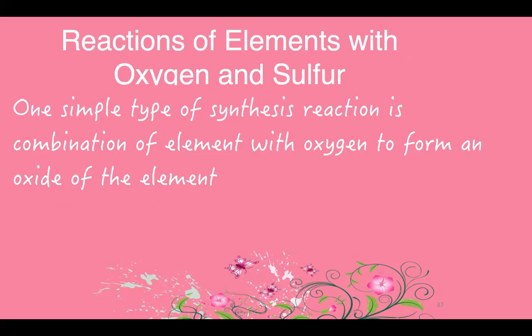So I did say that there are specific types of reactions that are predictable. And one of those, or 2 of those, I should say, are reactions of elements with oxygen and sulfur. When an element reacts with oxygen, it will form an oxide of the element. And this is why, and I said it last week when I explained how to balance equations, this is why probably the number 1 skill you need in chemistry is to be able to write formulas properly.